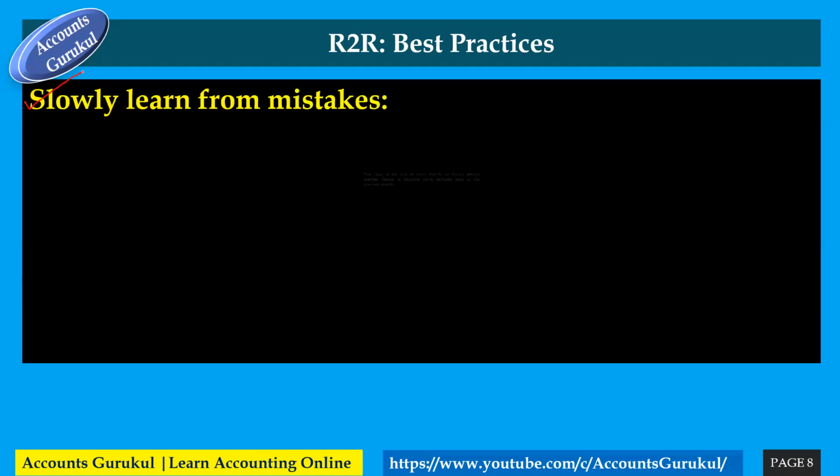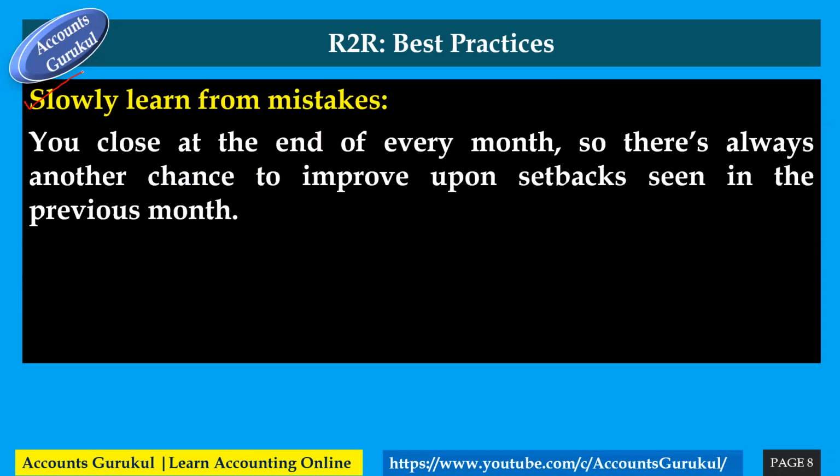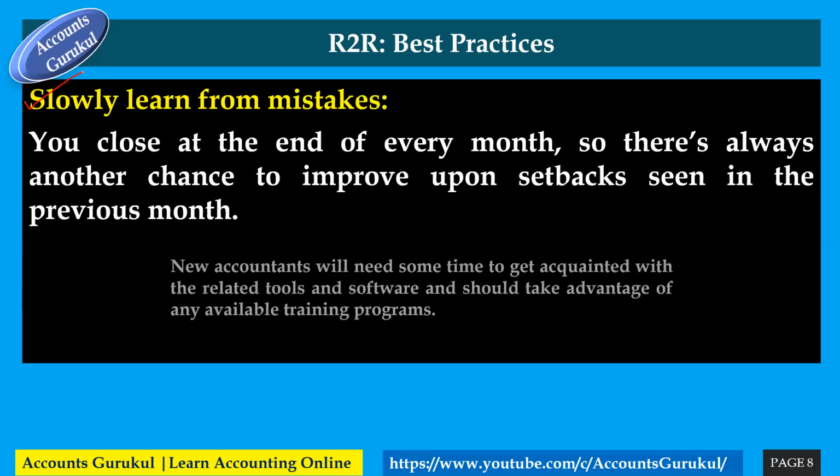Slowly learn from mistakes. That's a good option. You close at the end of every month, so there's always another chance to improve upon setbacks seen in the previous month. That's true: whatever you have learned from doing something, you have to implement immediately. And that's one of the great best practices. Slowly learn from mistakes. So we have to learn from our mistakes.